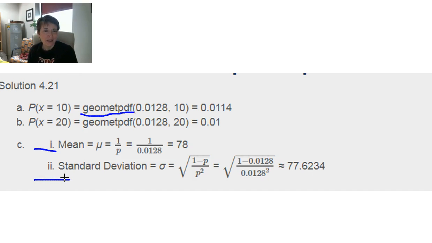Hopefully you won't find any trouble with these. They're pretty straightforward formulas, and you don't have to put too much effort into it. The calculator does a lot of the work in this case.